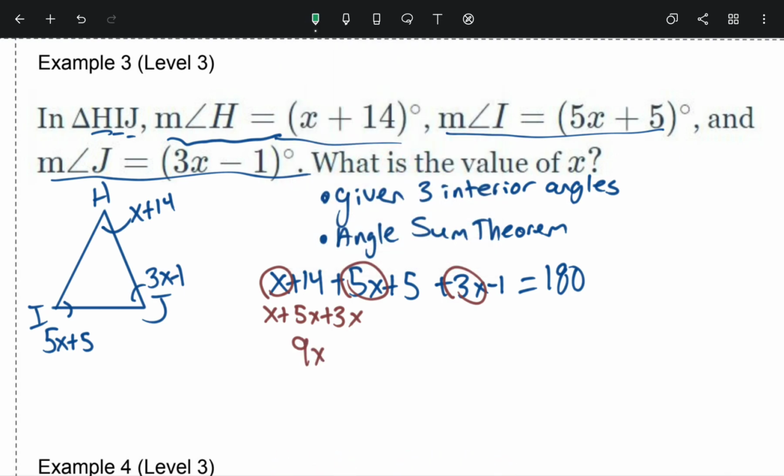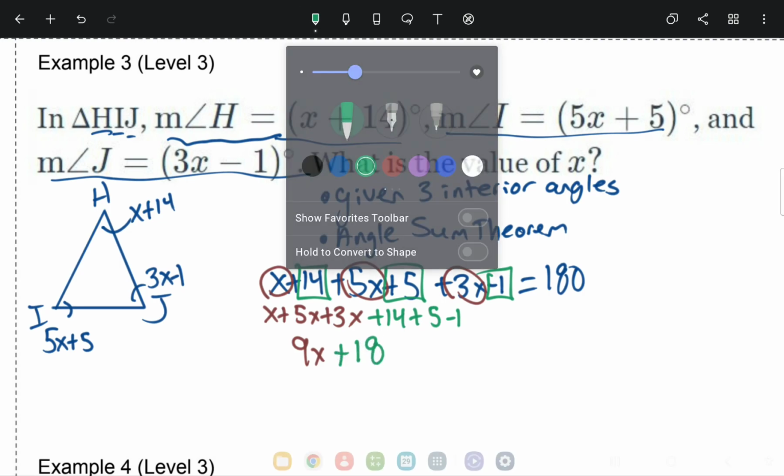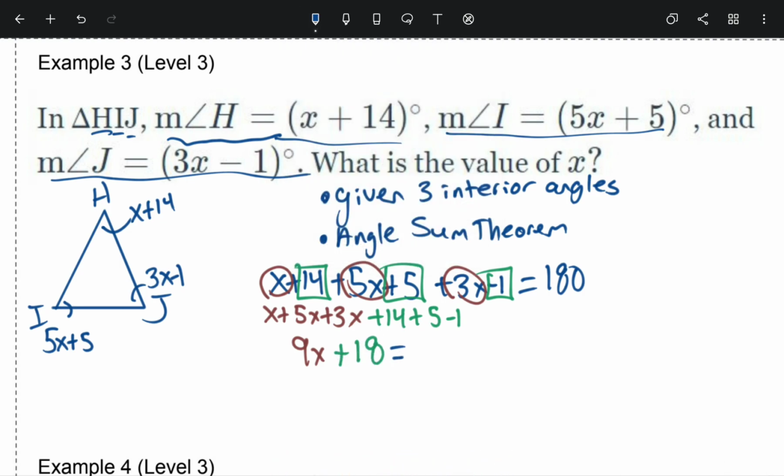Now add everything without an x together, so 14 plus 5 minus 1, and that will give us plus 18 equals 180. Subtract 18 from both sides, we get 9x equals 162 degrees. Divide both sides by 9, and we get x equals 18.